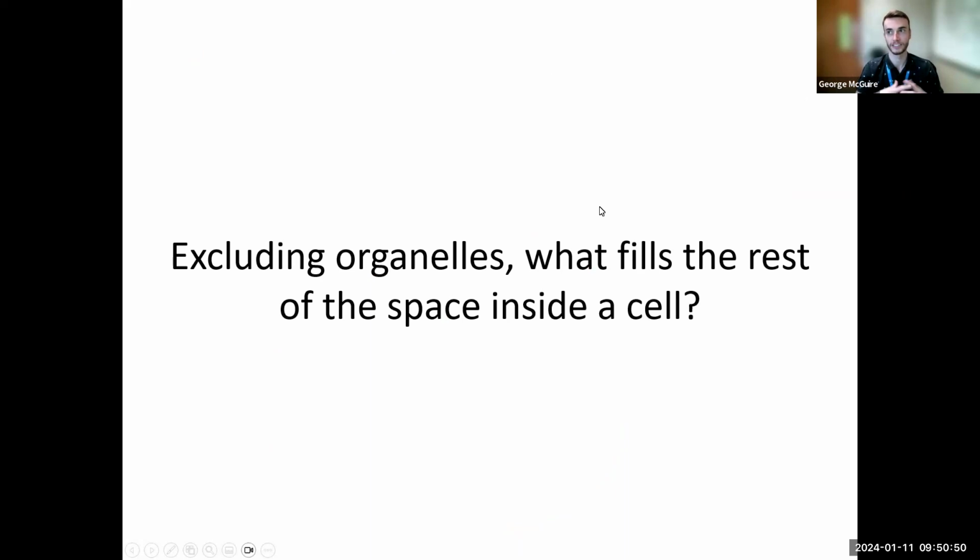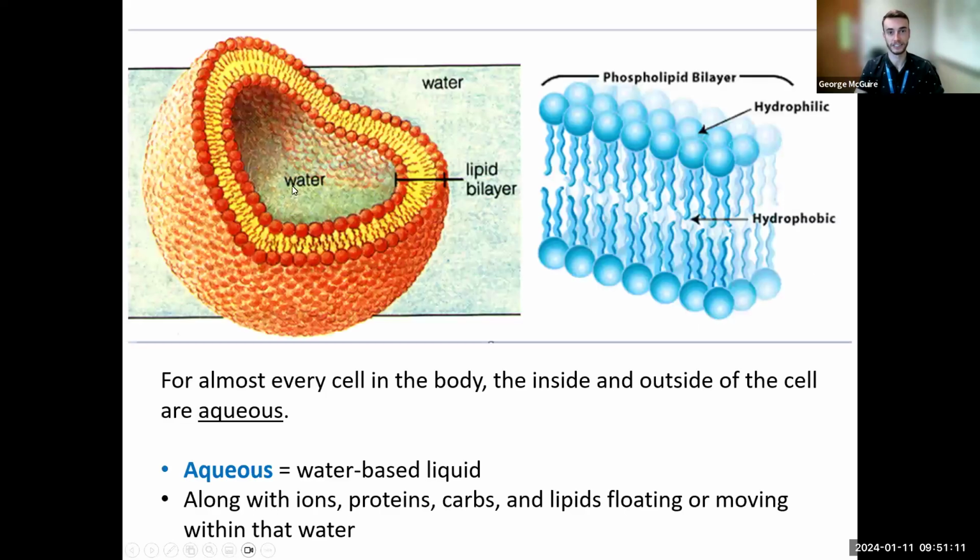And so I've kind of touched on this idea already, right? Our cells have a membrane as this barrier, and we have lots of organelles inside of our cells. But besides those organelles, what do you think is filling up the rest of that space? You could take a second to pause and think about what is actually filling up the rest of the space within a cell. But the answer here is essentially water. Okay? It is a water-based solution called cytoplasm or cytosol, so mostly water.